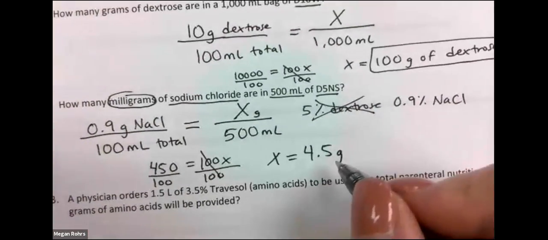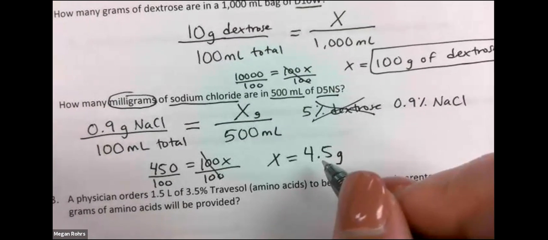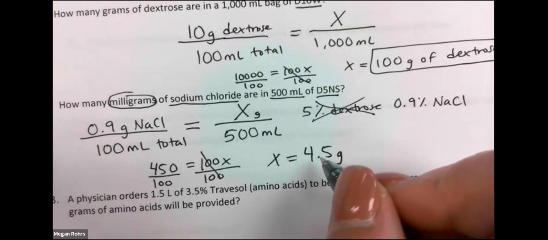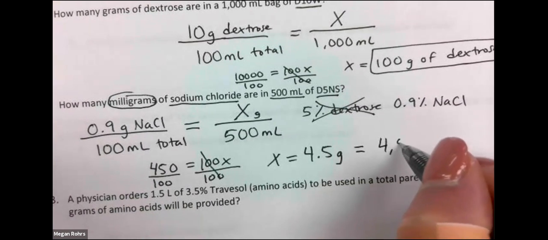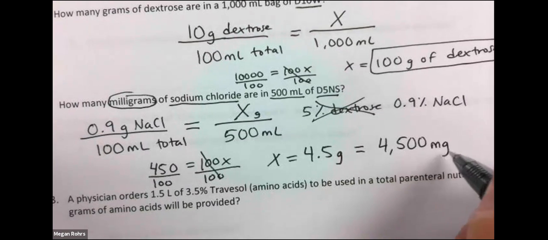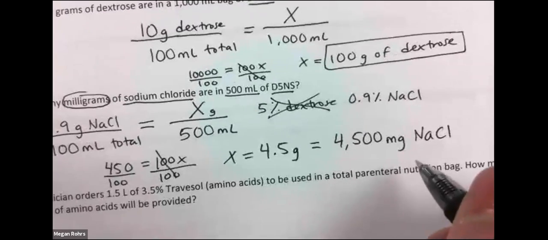So to go from grams to milligrams, we're going to multiply by 1,000 or move our decimal 3 places to the right. So this equals 4,500 milligrams of sodium chloride.